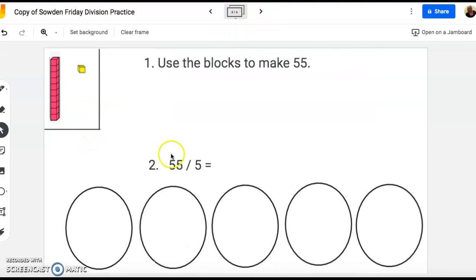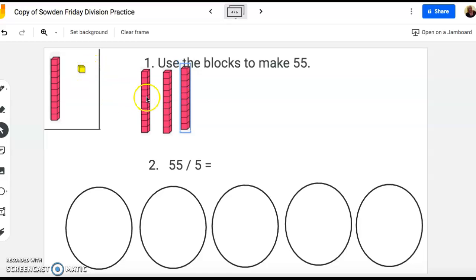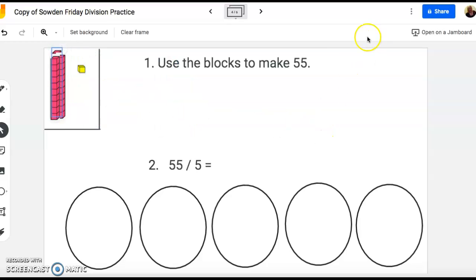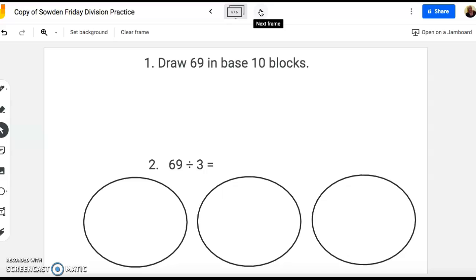Same thing on this slide. 55 divided by 5, you're going to make the number first, and then you're going to divide it. And then the last one, you need to draw it yourself.